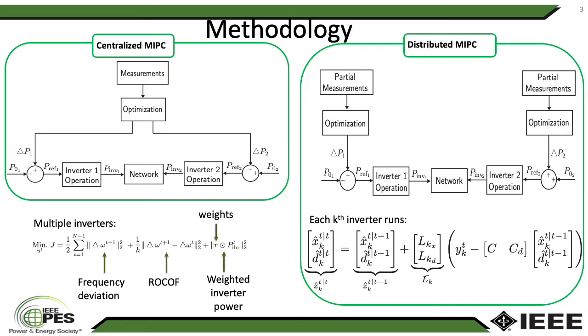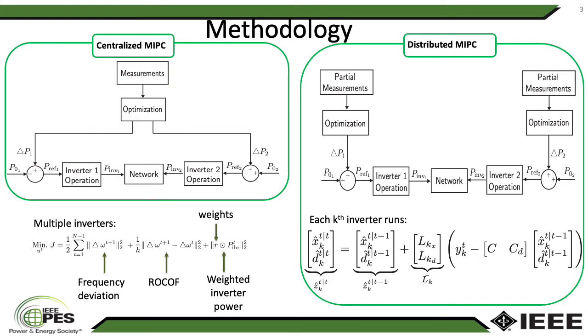Under the centralized control algorithm, a central server, which has access to all measurements in the network, runs the algorithm to determine the optimal power set point for the participating inverters and sends these set points to the inverters. While under the distributed algorithm, each of the participating inverters receives partial information depending on availability or proximity, and uses an estimation algorithm to estimate the missing information before individually running the distributed MIPC algorithm to determine their individual set points.